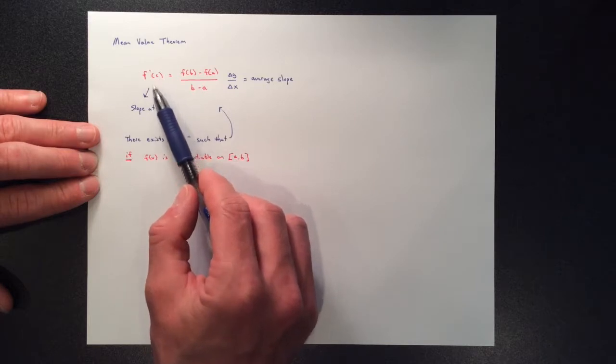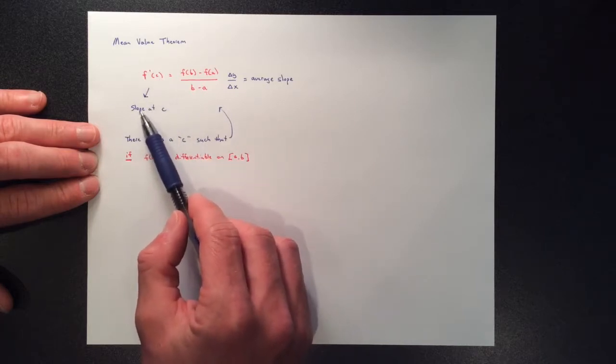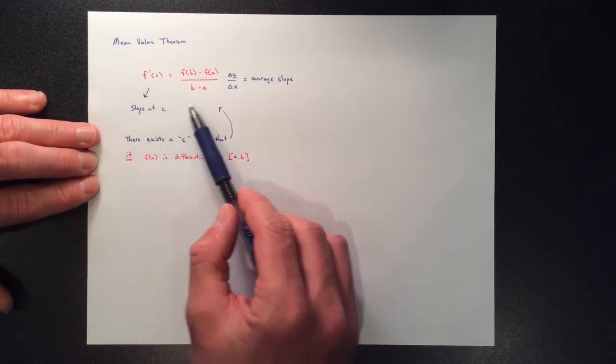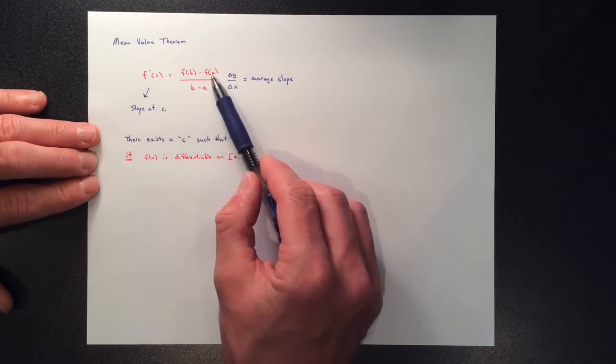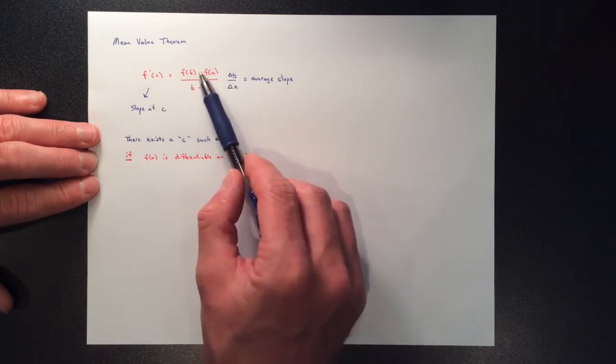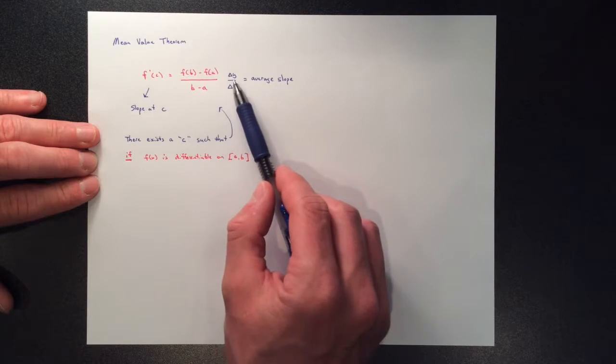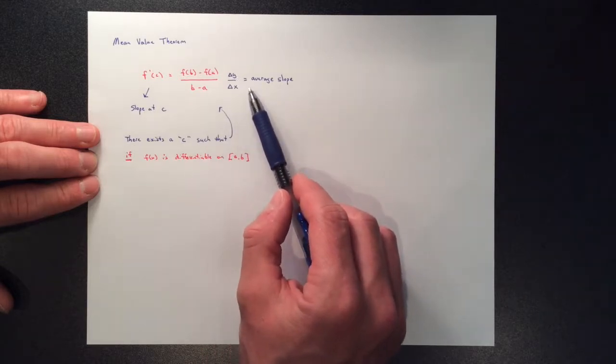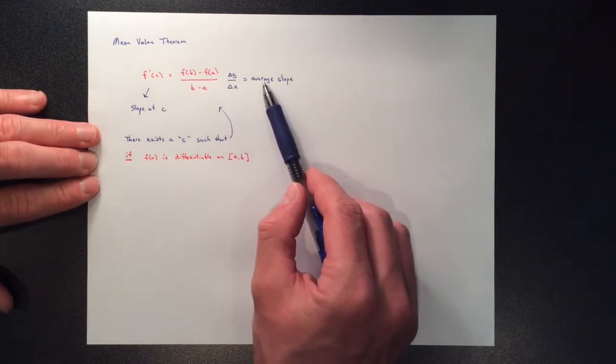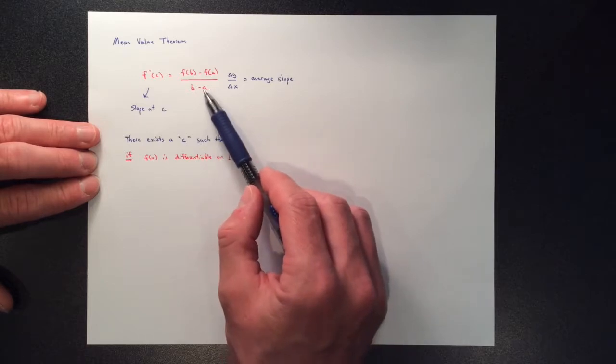F prime of c is just the derivative, or the slope at c. And then this side, f of b minus f of a, is a delta y. It's the difference between y values over the difference between x values. Right, delta y over delta x, that's just average slope. And I say average because it's the slope over an interval.